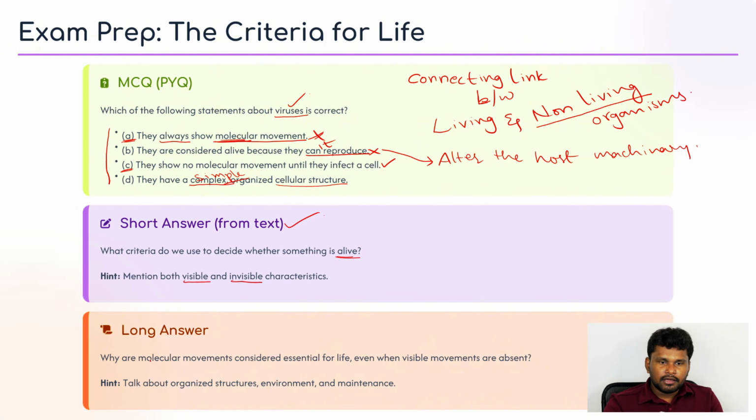Next, why are molecular movements considered essential for life even when visible movements are absent? Even though there are no visible movements, the invisible movements are essential. Why? There is a hint here, talk about the organized structures, environment and the maintenance. In the before slide we have spoken about the real requirement, right? So you have to talk about that real requirement. Let us see the next slide.